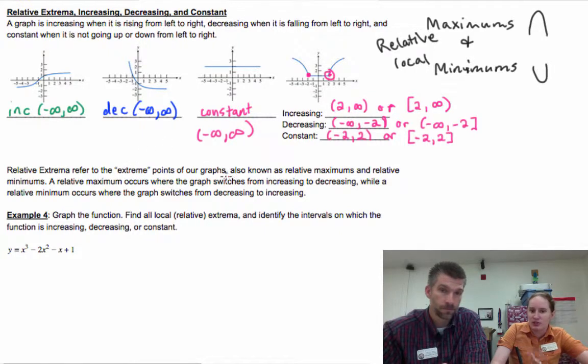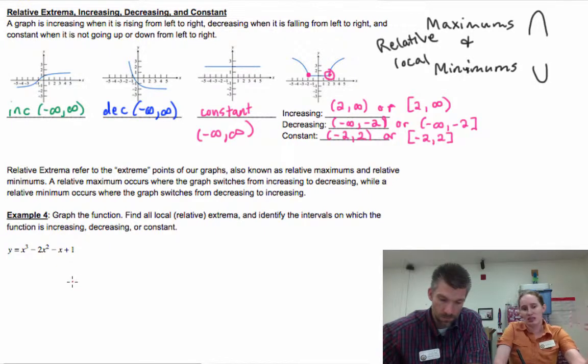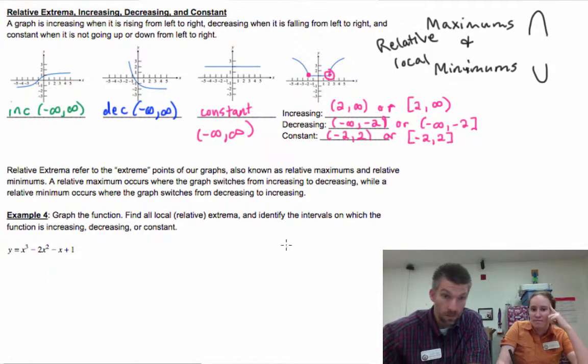Relative extrema refer to the extreme points of our graph, known as relative maximums and relative minimums, and how it switches. So let's graph this function, and we're going to find all the relative extrema, also known as local, and we'll also identify the intervals on which the function is increasing, decreasing, or constant. Those two things kind of go hand in hand. If we're asked increasing, decreasing, or constant, but not asked to find the maxes and mins, we're still going to end up finding them to figure out where the point is that they switch.